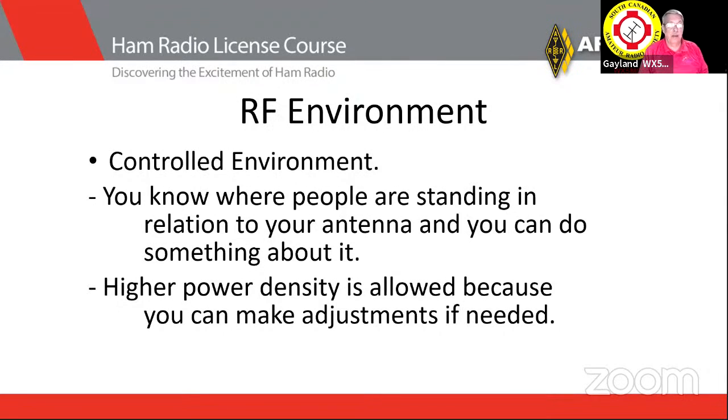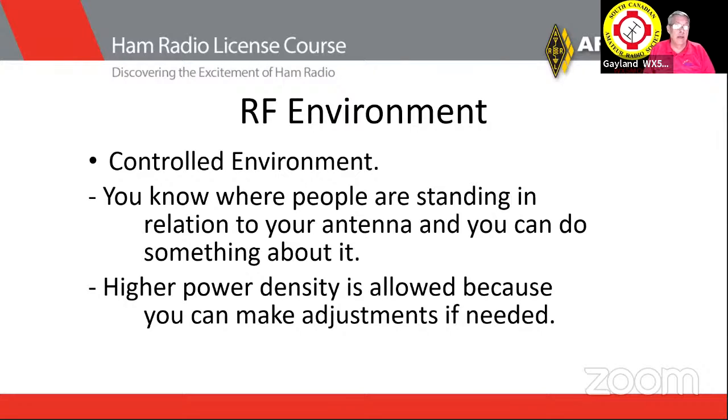So we're talking about RF. And again, there's two different places that you may deal with this. First is a controlled environment. I'm sitting in my hobby room right now. I've got radios all around me. Again, none of them are on right now because I'm talking to you.